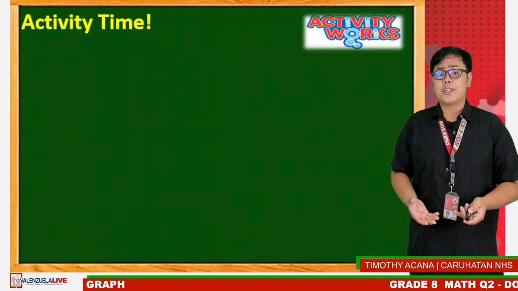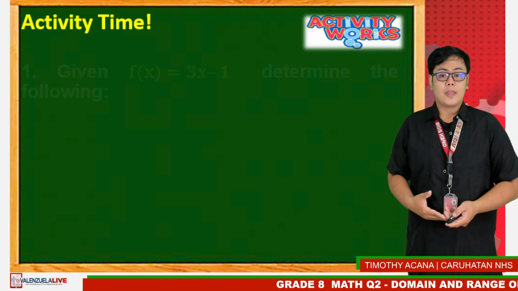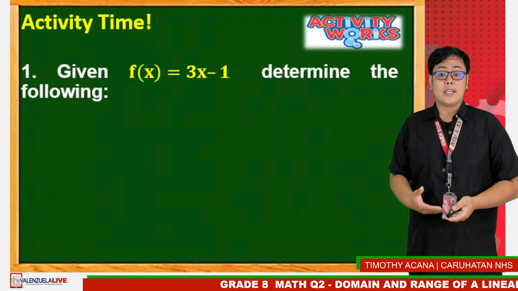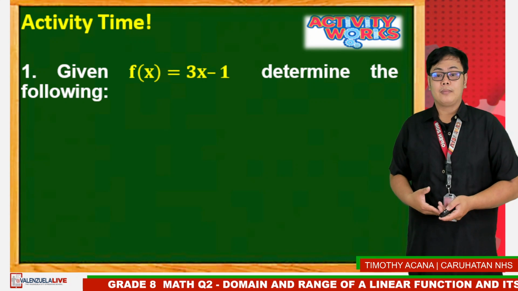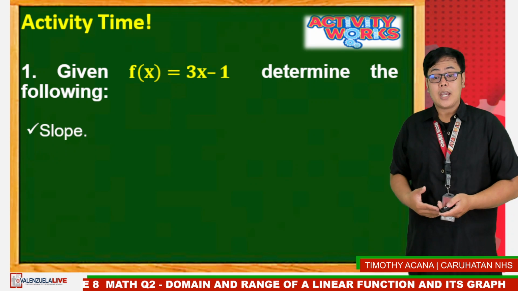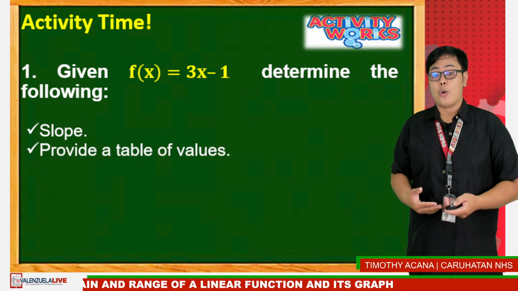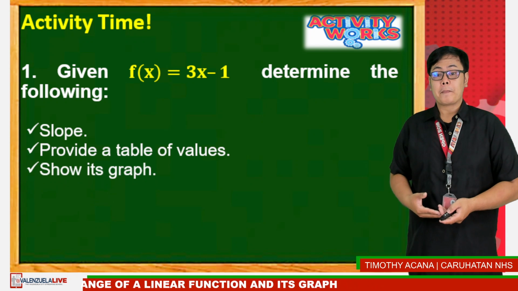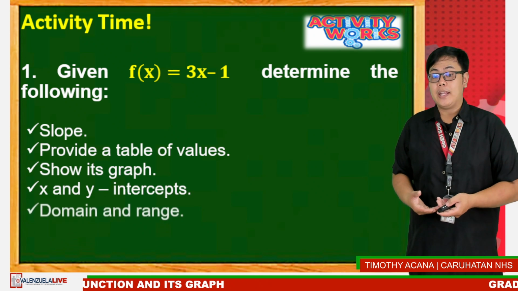To further understand linear function, let us have some more activities. Given f(x) = 3x − 1, determine the following: slope, provide table of values, show its graph, x and y intercepts, and the domain and range.